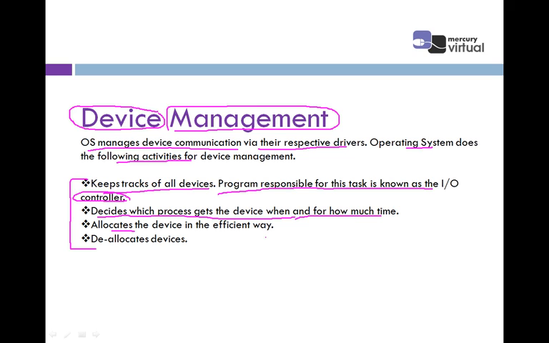Then the next point says it allocates the device in an efficient way. The third point says allocation of the devices, meaning allocation of the input and output devices to different CPUs and different processes. Last is deallocation of the devices, meaning when there is no requirement of the device, there is a deallocation process that is also done by device management. Clear?